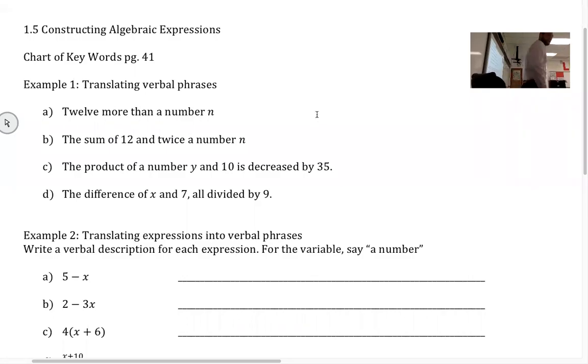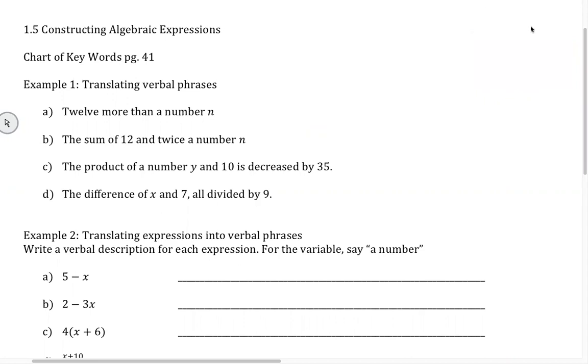All right, let's talk about 1.5 constructing algebraic expressions. First thing I need to note is that there is a chart of keywords on page 41 in the textbook, which you can find on WebAssign under ebooks. If you go to page 41, you'll find a list of vocab words that are very helpful for this section. But to be honest with you, I think we actually know all of these words and can figure it out on our own.